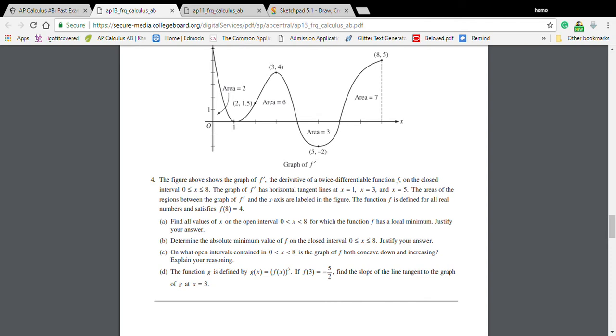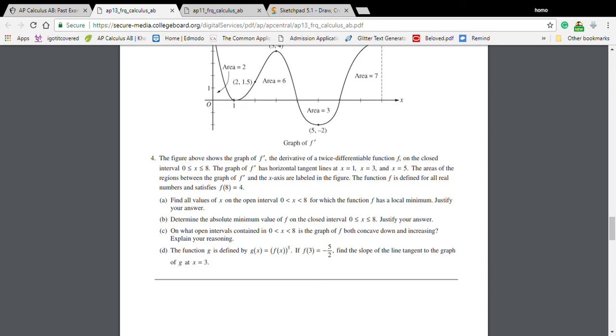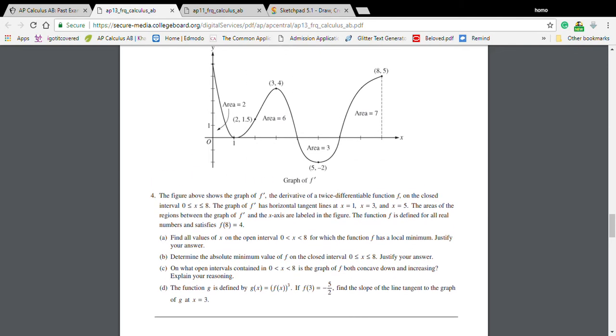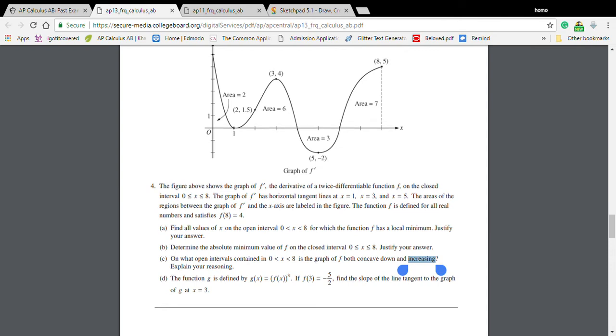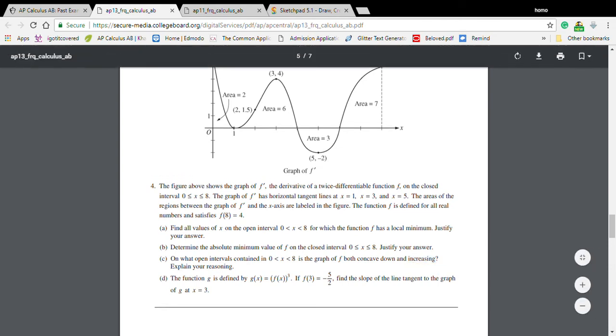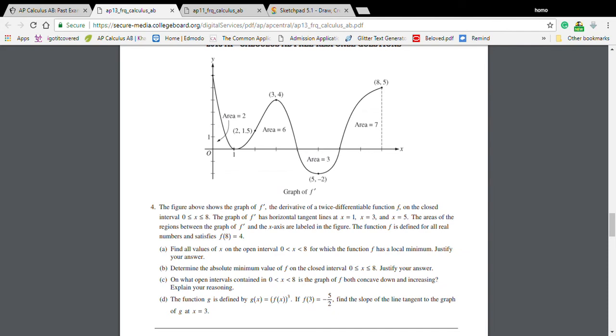But notice that it says concave down and increasing. So f of x is increasing when f prime of x is positive. So this is not going to be it because this is negative. So we can only consider everything that's above the x-axis. So where is f prime of x, my bad. We have to look where f prime of x is decreasing and positive. Decreasing because it's concave down, and positive. So it's decreasing and positive on 0 to 1 and 3 to 4.